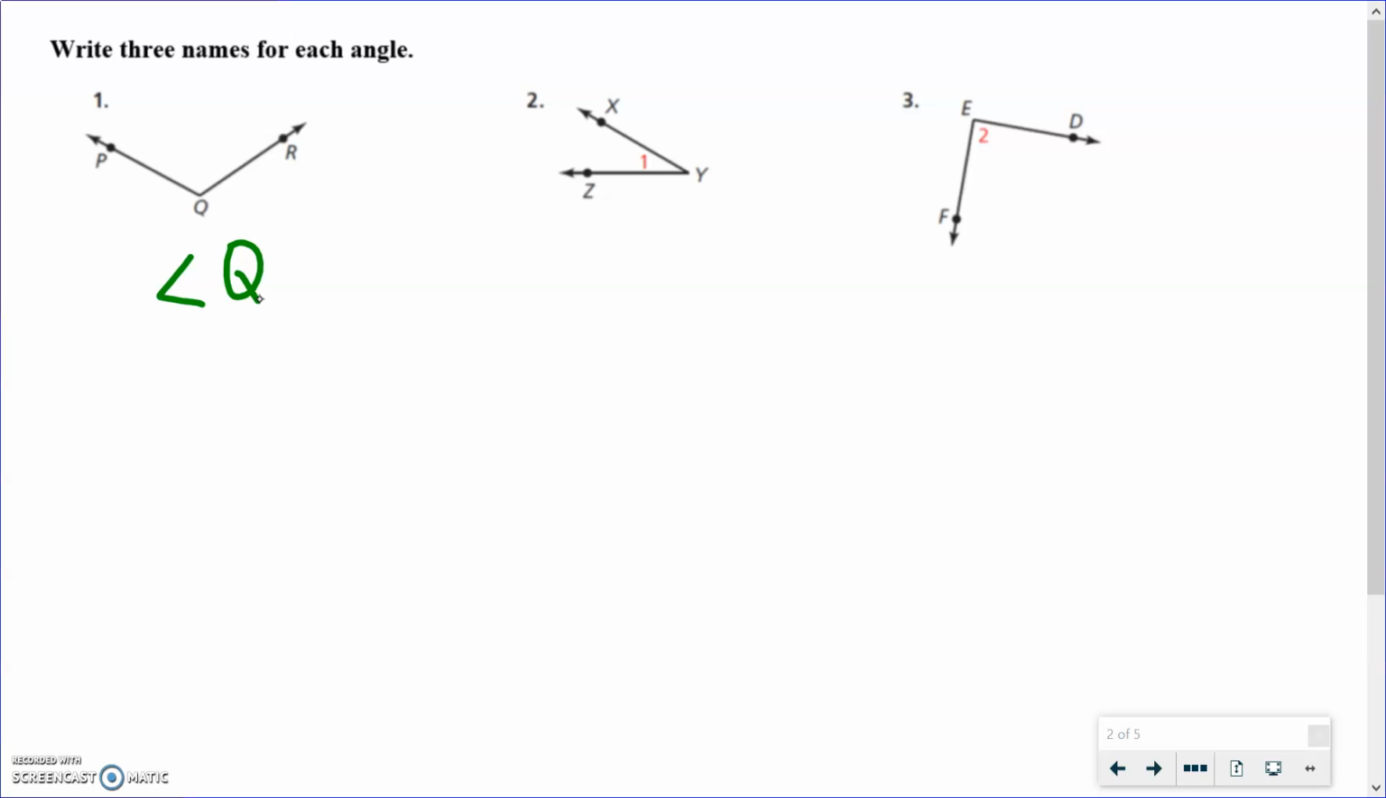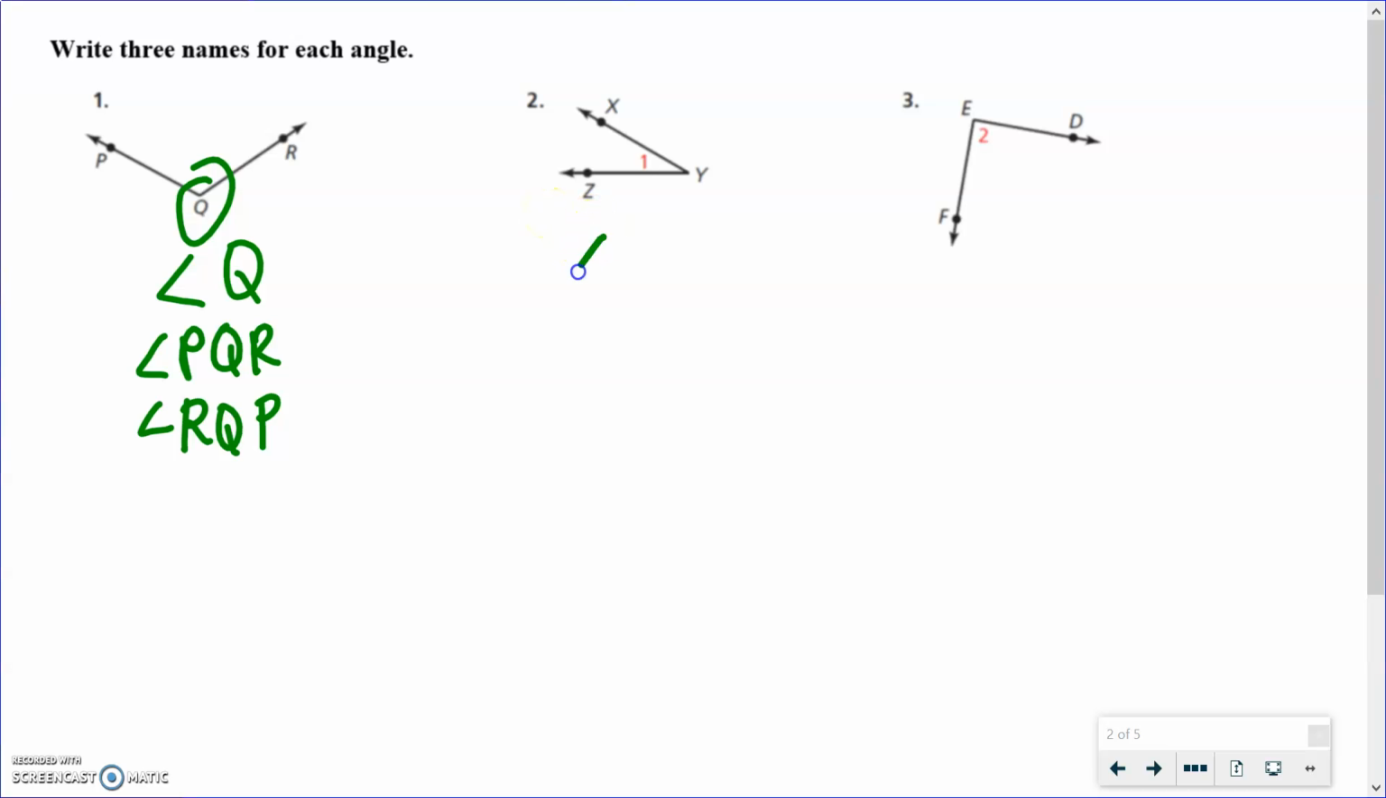But we can also name it using 3 letters, which is necessary if there is more than one angle in a diagram or more than one angle formed right near the letter Q. So if we had another line coming off of this angle, we would for sure need to use 3 letters. But the other ways we can name it is angle PQR or angle RQP. Because Q is at the vertex, it has to be in the middle when we name it using 3 letters, okay?